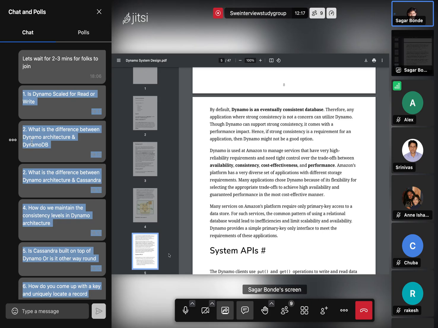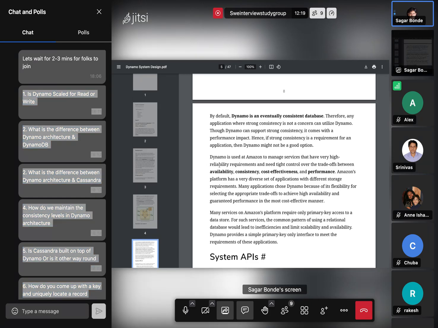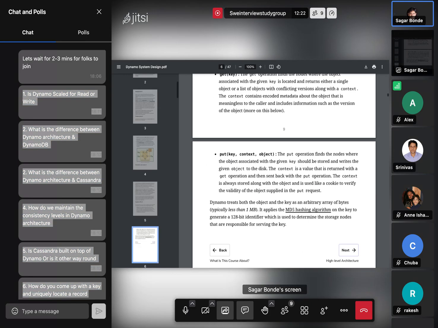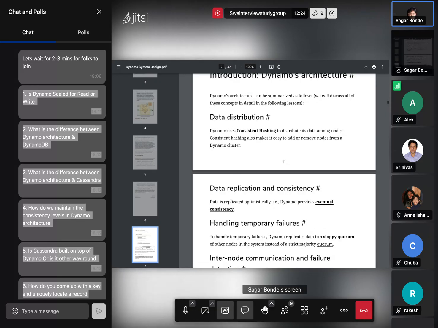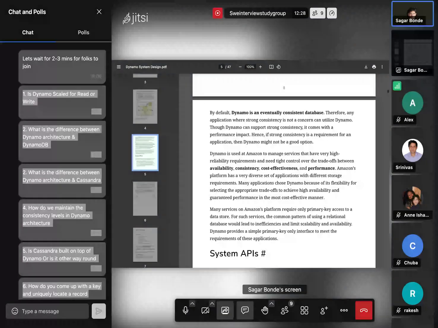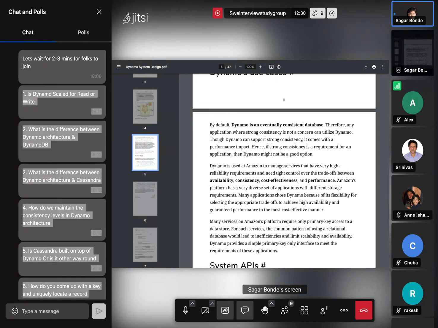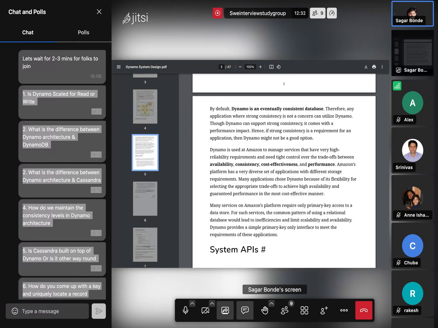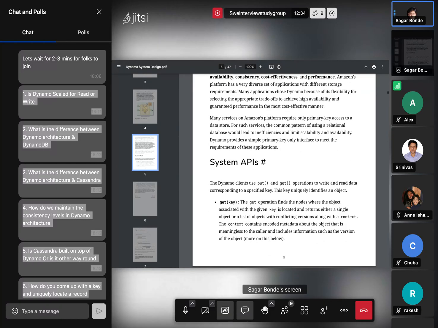And anything around scalability? I think we didn't go there yet. Okay, sounds good. So far we don't have answers to any of these, right?